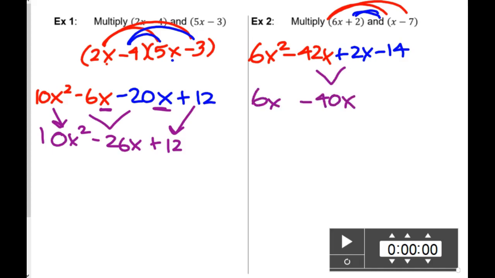Yeah, so 6x squared, bringing that down, minus 40x, minus 14. Okay, so again, multiplying two binomials gave me a trinomial. Now, if that was not too bad, let's make it a little bit more tough, but you can do it. I believe in you. Ready for example 3?